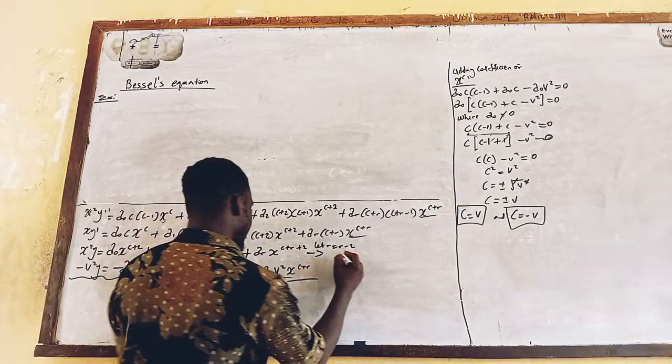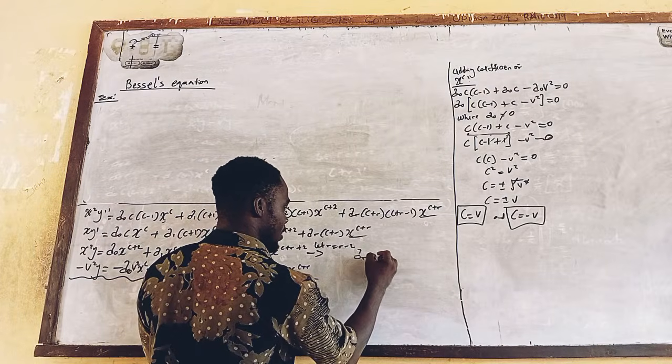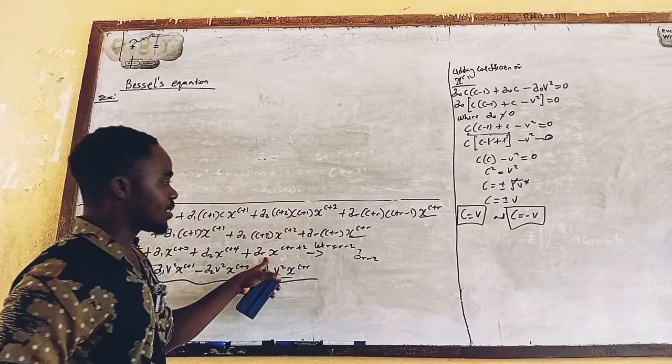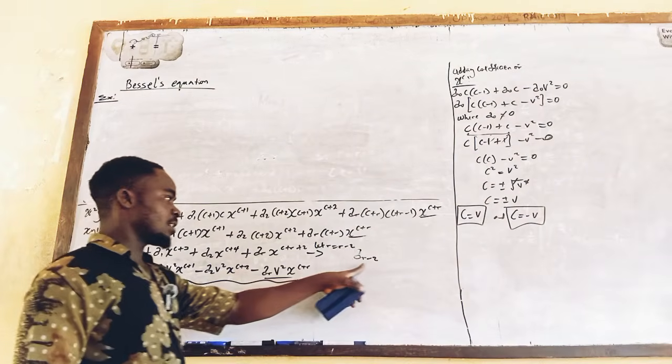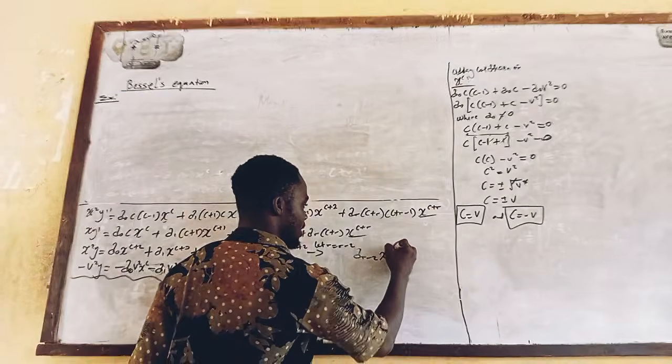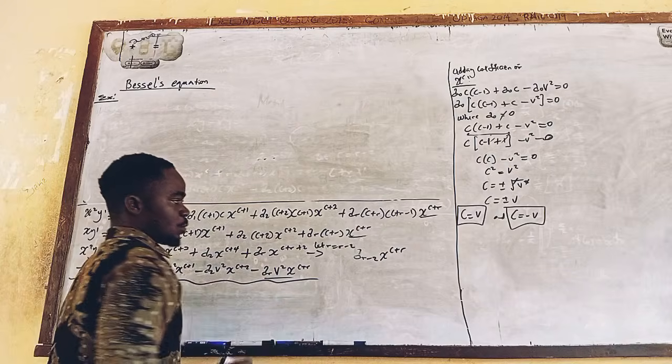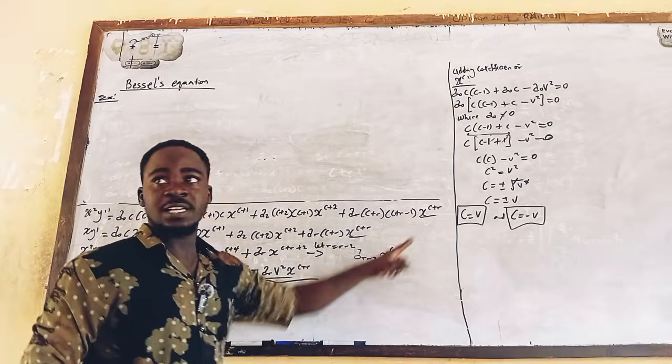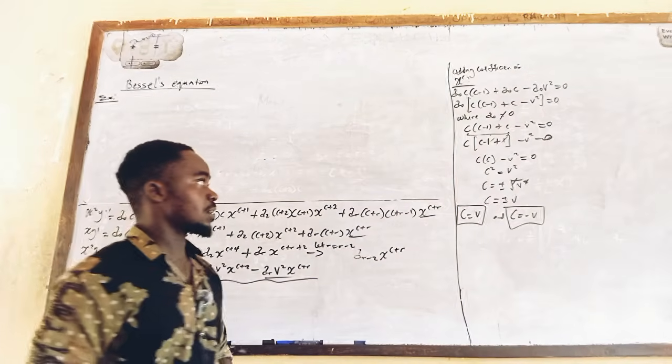So now, if I convert it, it will be a r minus 2. So you know there is r here as a subscript. So it will be r minus 2, then x raised to the power c plus r. So you now see that we have converted everything to c plus r.